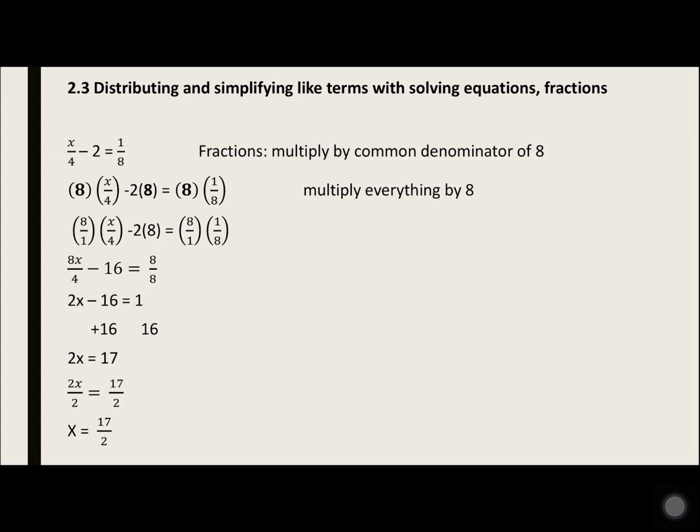8x over 4 equals 2x, because 8 divided by 4 is 2. On the far right of the equals, 8 divided by 8 is 1. So now we're solving 2x minus 16 equals 1. Add 16 on both sides to cancel. 1 plus 16 is 17. Divide by 2 on both sides. 17 doesn't divide by 2 nicely, so leave that as the answer.